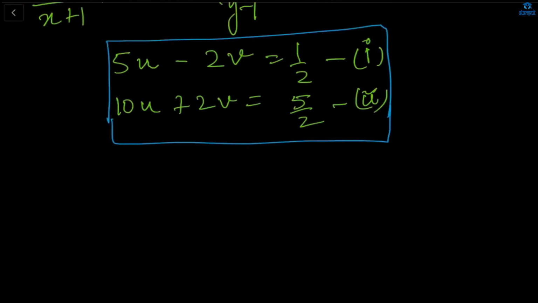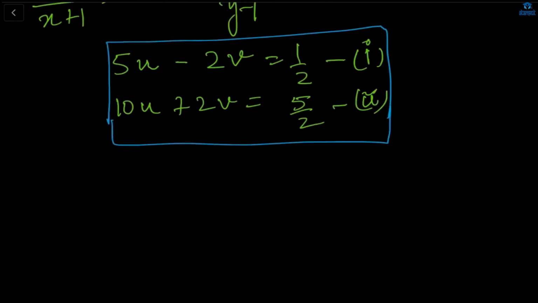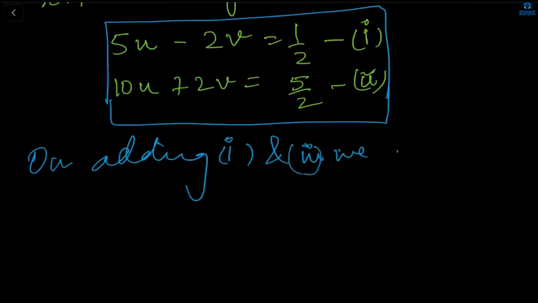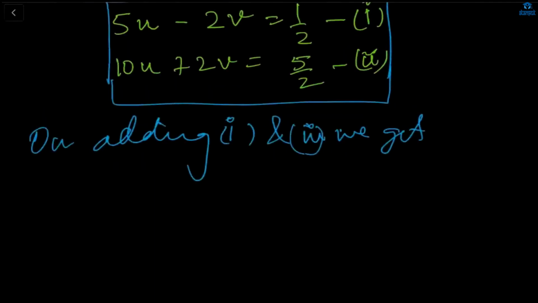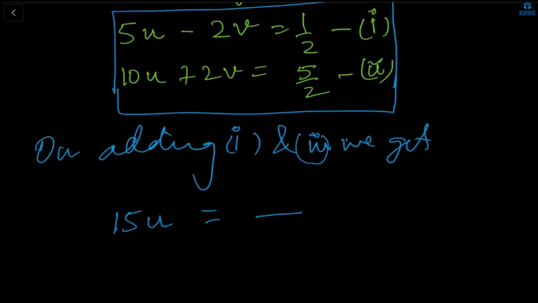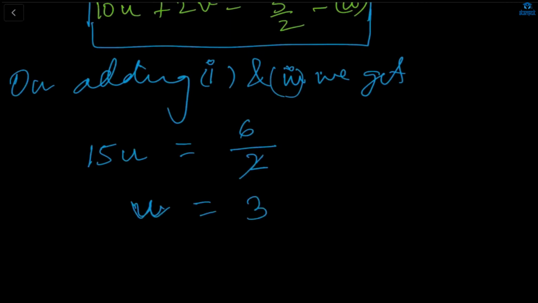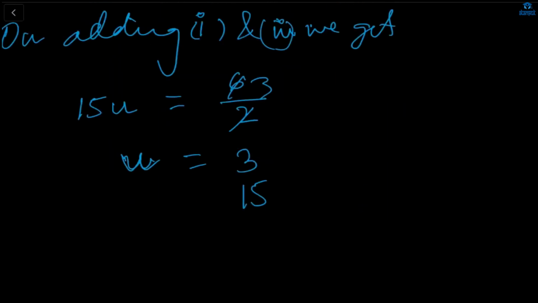Okay, now after that we can solve. You can see plus minus, both are having 2v, and easily we can solve because the coefficient of v is already same. So on adding first and second equations, you will get 15u will be equal to what? You have to add 1 by 2 plus 5 by 2, so 6 by 2. So u will be equal to 3 by 15, which gives you 1 upon 5. So u is equal to 1 upon 5.